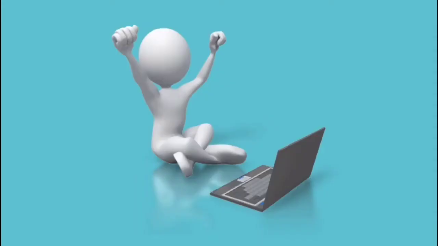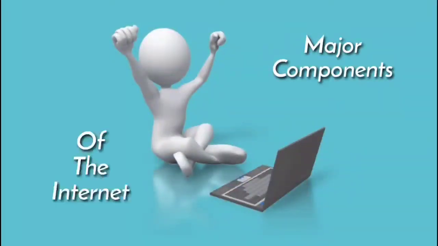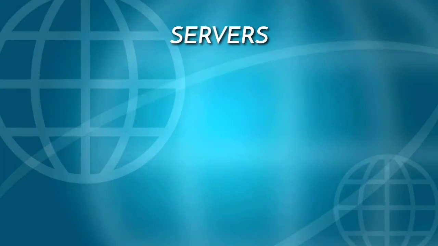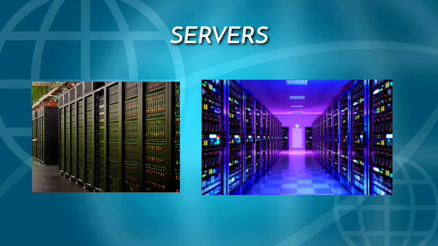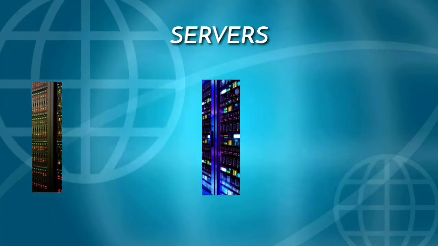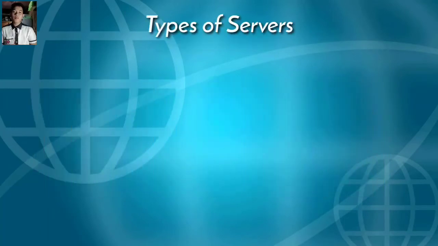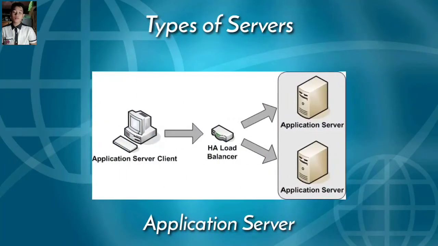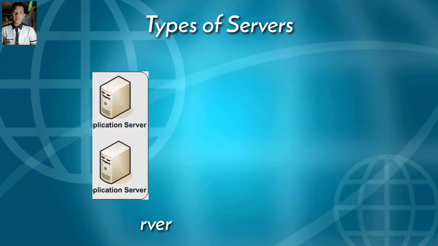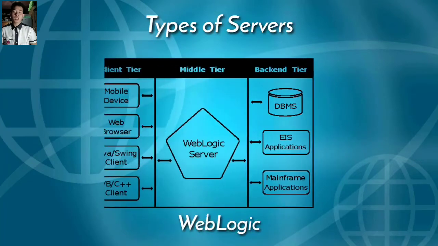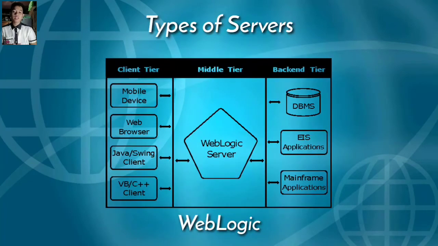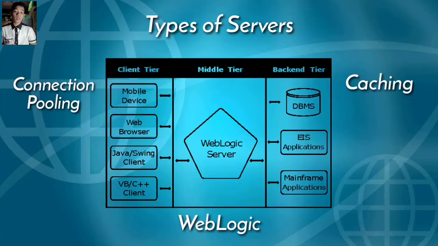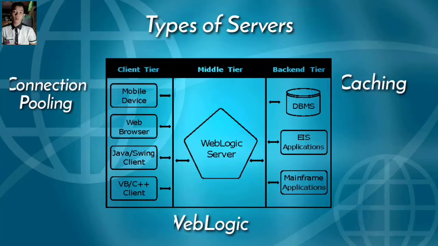And now let's proceed to the major components of the internet. Servers. A server is a computer program that provides a service to another computer program and its user. Types of servers. First is the application server. It is a program in a computer that provides the business logic for an application program. An example of this is WebLogic, which uses technologies such as caching and connection pooling to improve application performance.